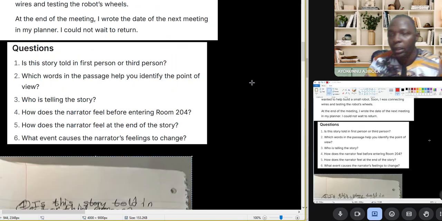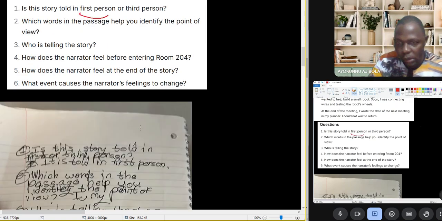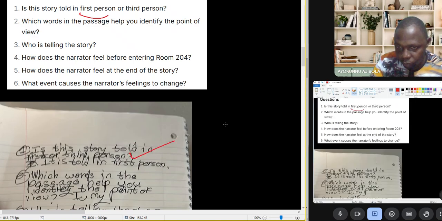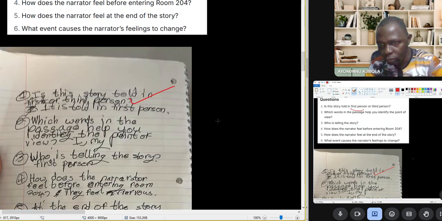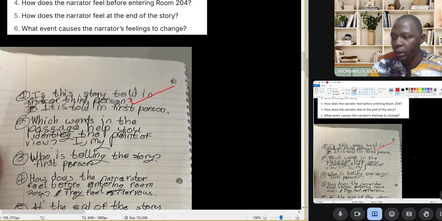Okay. In this story, who is this story told in, the first person or third person? Of course it's first person, because it says I, me, my. You got 2 out of 3 here. I didn't see any me in the passage.